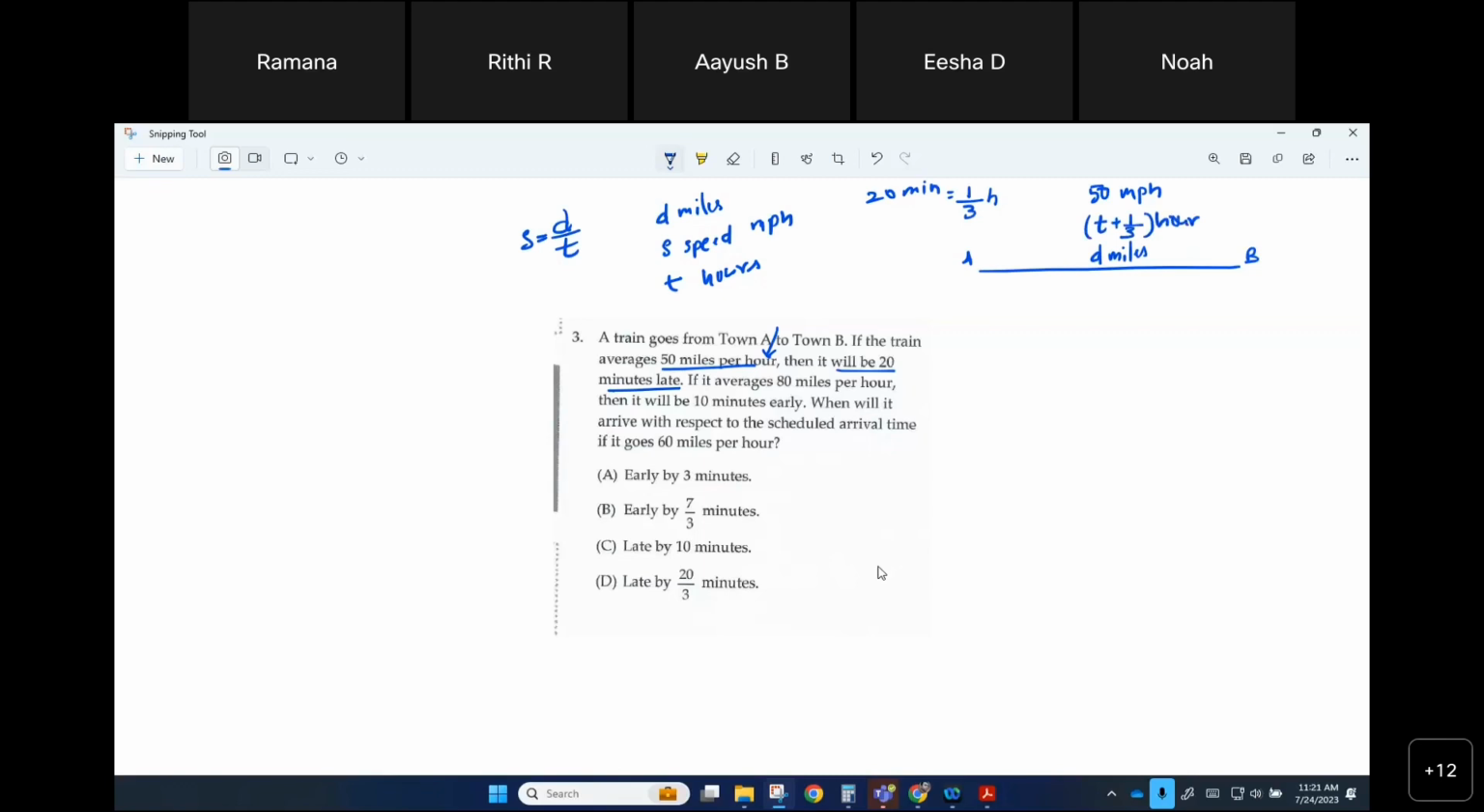If it averages 80 miles per hour, same distance, it will be 10 minutes early. What is 10 minutes in hours? Isn't that 1/6 of an hour? So it takes t minus 1/6 hour. Has everybody understood how I'm writing this? This is critical. Please confirm.